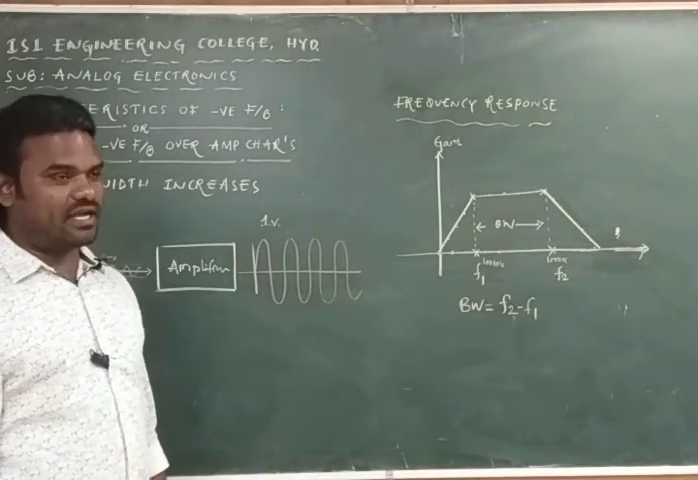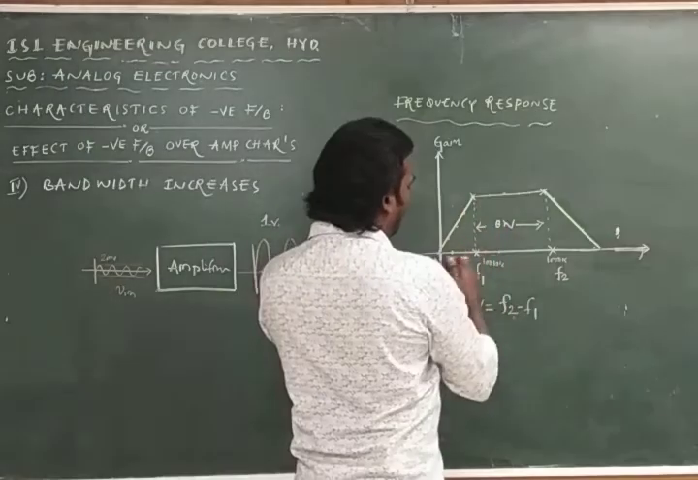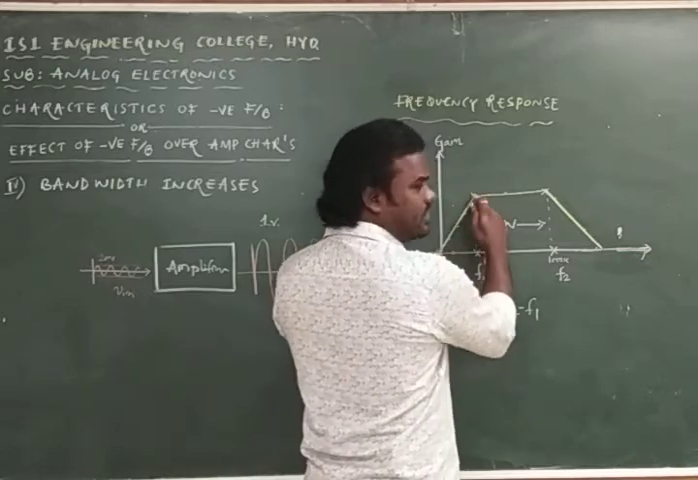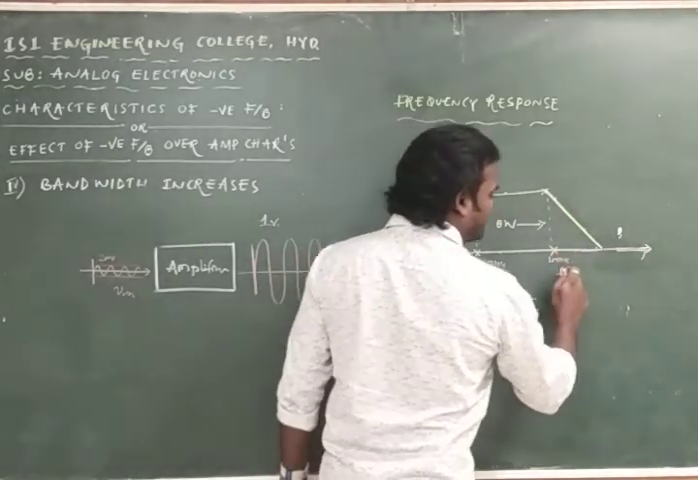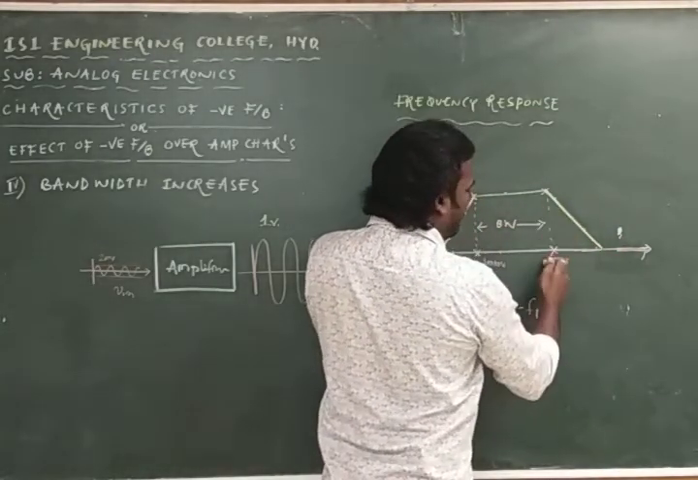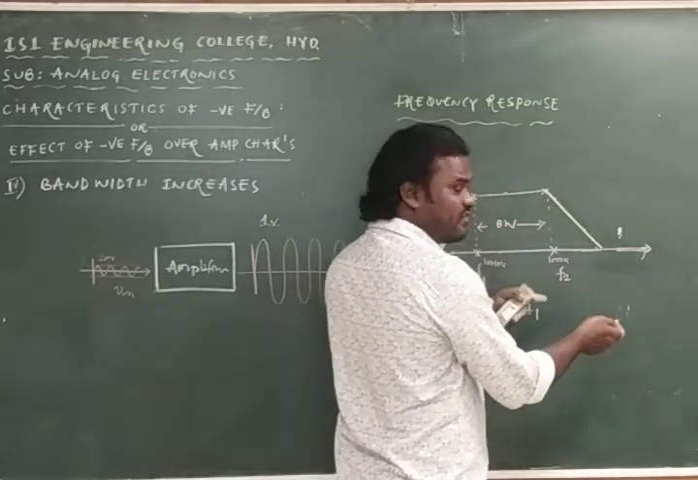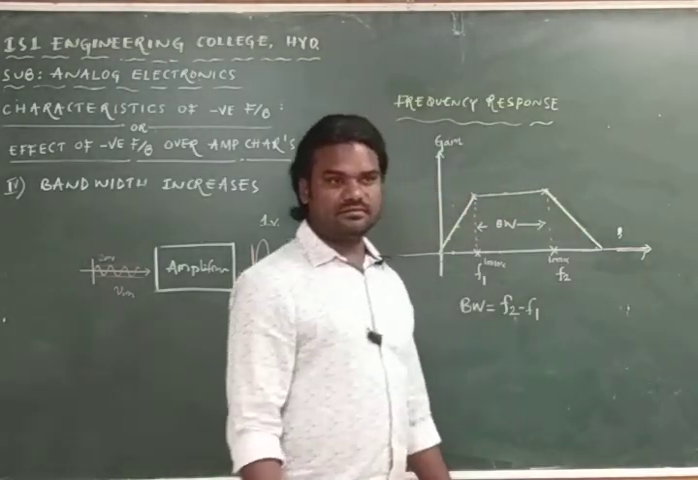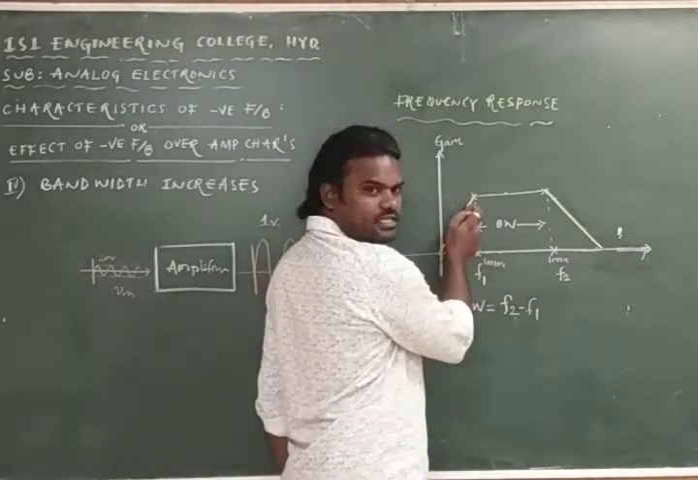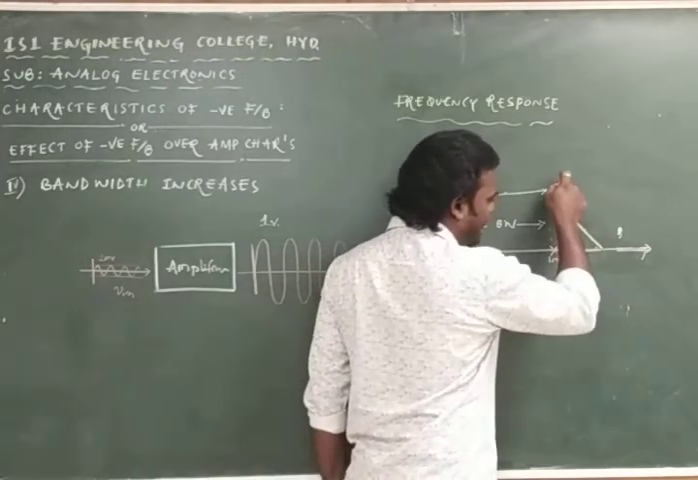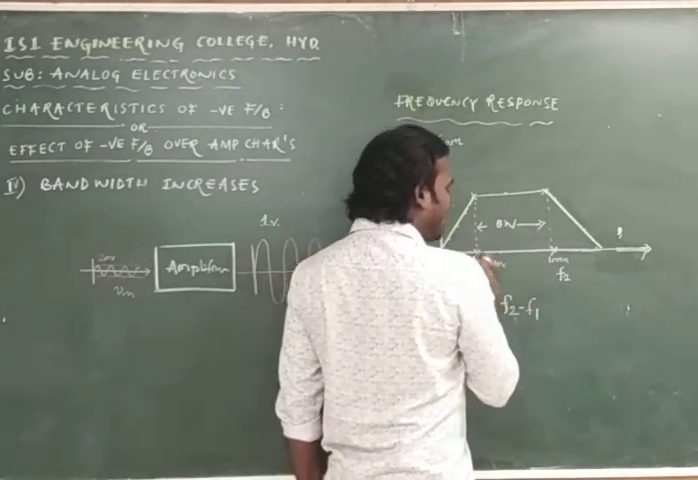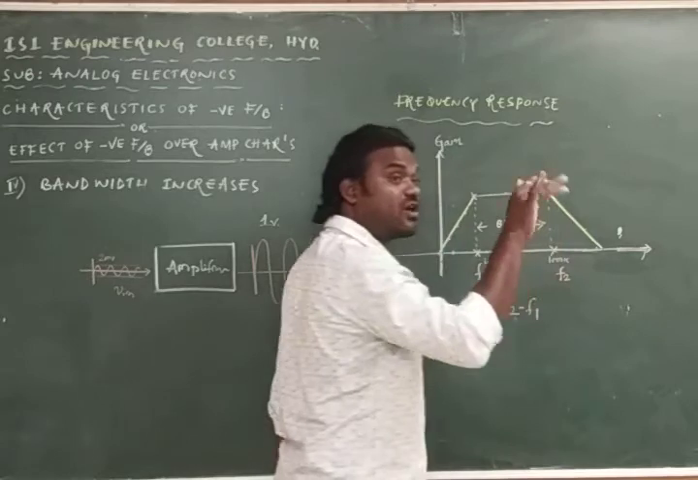Here you should identify that for the low frequencies, from here to here, as the frequency increases, gain also increases. For the higher frequencies, as the frequency increases, gain decreases. In the mid frequencies only, here to here, even if you increase the frequency, gain is constant. Are you getting or not? Yes, sir.